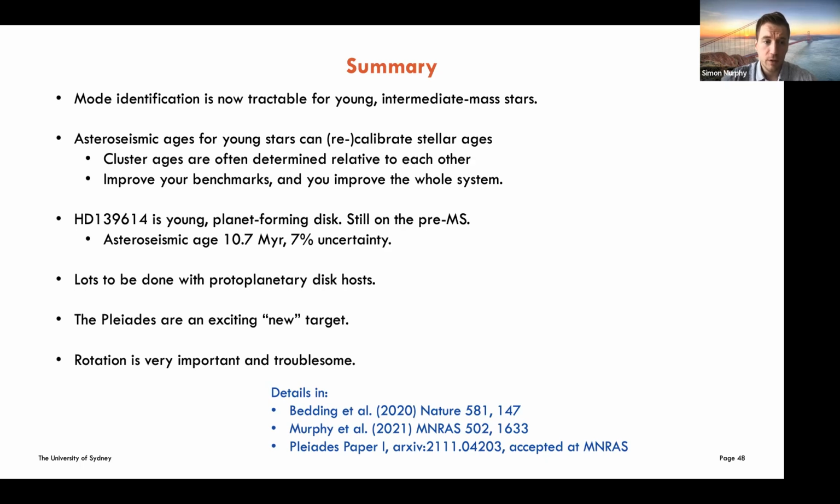There's lots of work to be done with these protoplanetary disk hosts, including the spin orbit misalignment that I mentioned as a project. The Pleiades, I think, are a really exciting, quote unquote, new target because this is the first time we've had these amazing data. And then last of all, rotation is both very important and very troublesome. I'm going to be doing my best to model rotation. It's not straightforward, but with asteroseismology, we can measure the internal rotation, and that is really going to change the way that we model these stars.